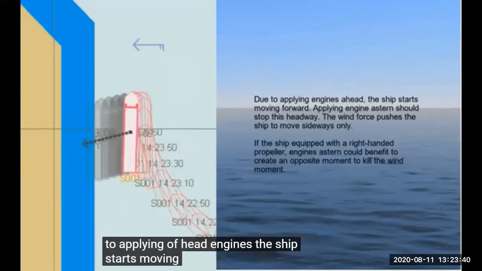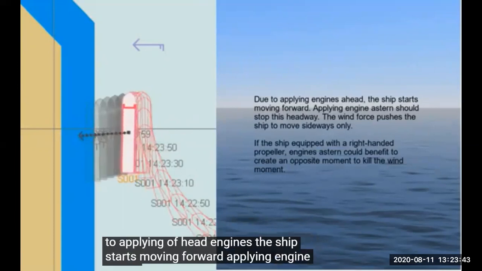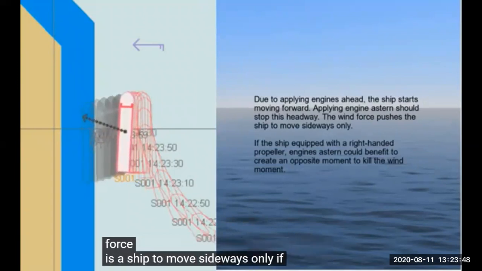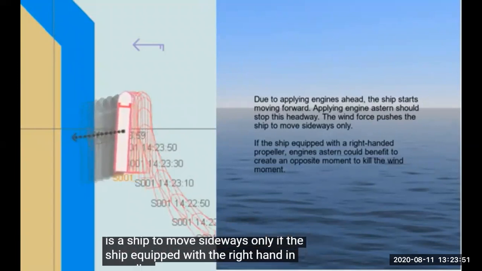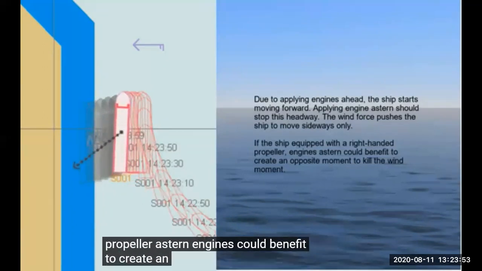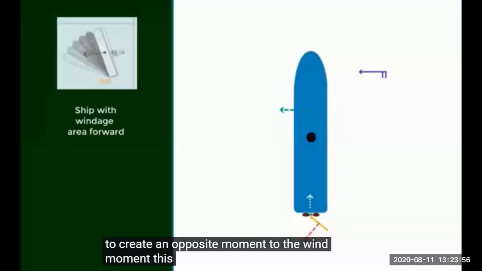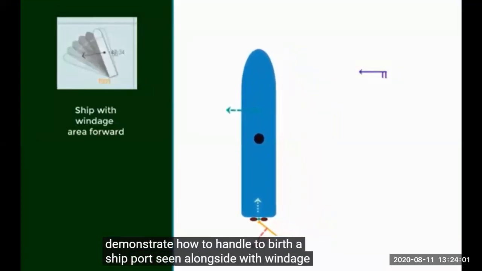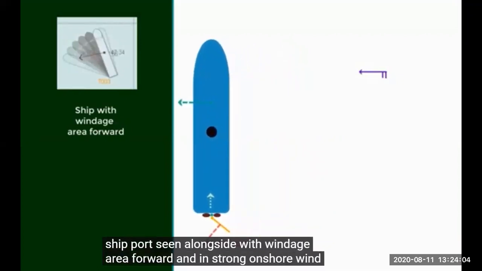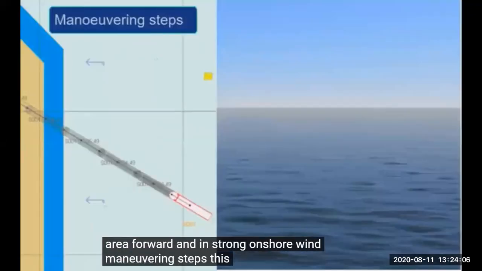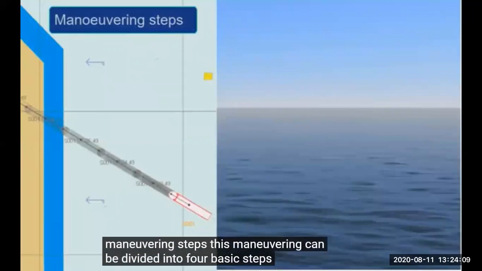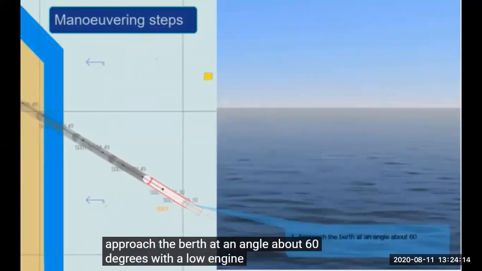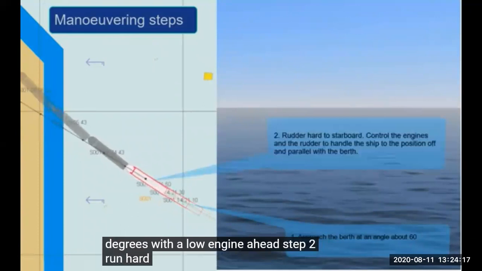So if we have a windage area aft, we need to move ahead and bring the bow to port, and the wind will bring the stern to port. This is how slowly it will move. Now with the windage area forward, let's see how we can use it. Same, but we can go astern. So the bow will go to starboard, and aft with the wind, the stern will go to starboard.